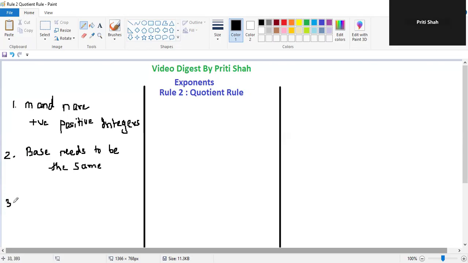And as we all know, the denominator cannot be equal to 0. Now, what is a denominator? Suppose it is A divided by B, then A is known as the numerator and B is known as the denominator.